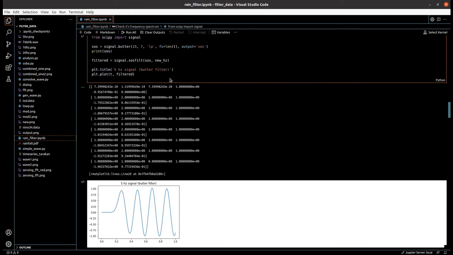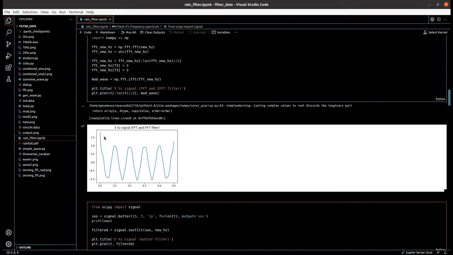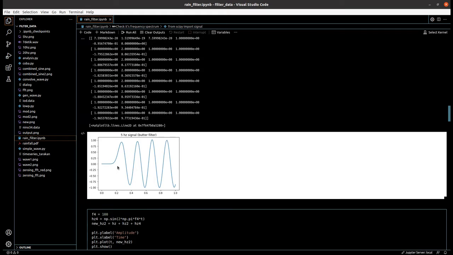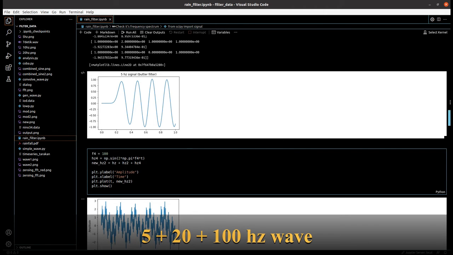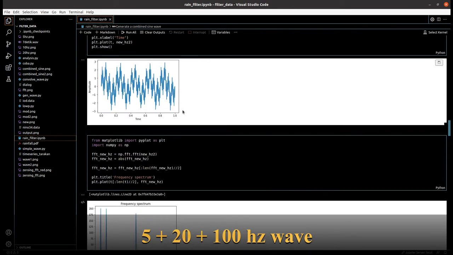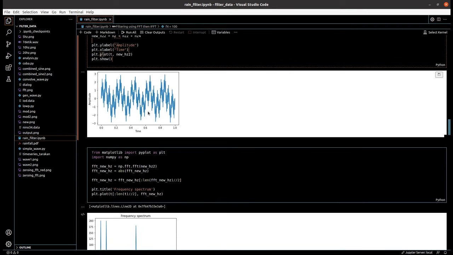If we apply this code, we will get a signal like this. And as you can see, the same as the FFT one, the boundary is not too good. Now for the second example, I combine 5 Hertz, 20 Hertz, and 100 Hertz, and the combination will be something like this.